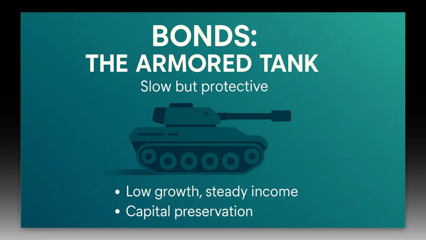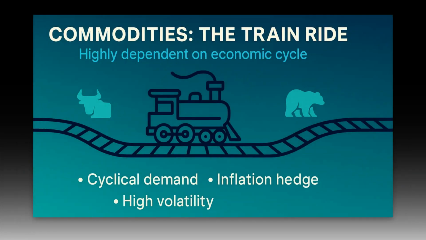Bond markets are a lot like a tank. They're not very fast, but they do provide armor and protection. Bonds aren't meant to grow your wealth, but they do protect it. Commodities are a lot like a train. They're highly dependent on the economic cycle, just like the train is dependent on the train tracks.